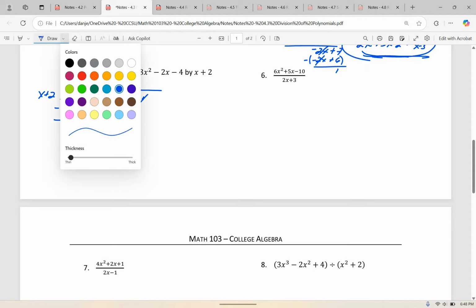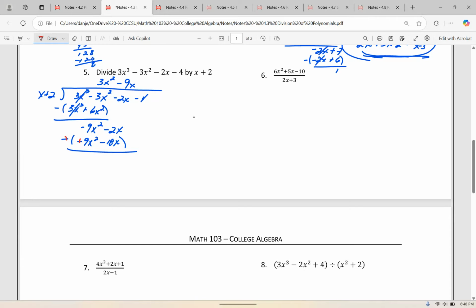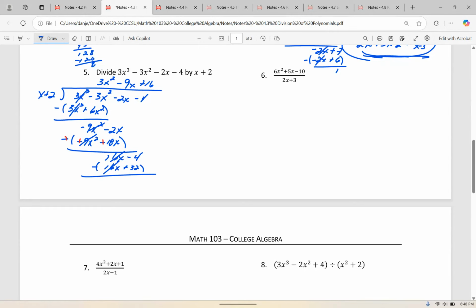If it's helpful for you, you can certainly distribute that negative inside, and then notice that the negative 9x squared and a 9x squared are going to cancel. Negative 2x plus 18x is a 16x. Bring down the minus 4 plus 16. 16 times x plus 2 is 16x plus 32. And again, we're going to subtract that. 16x minus 16x is going to cancel. Negative 4 minus 32 is a negative 36. So that negative 36 is my remainder.